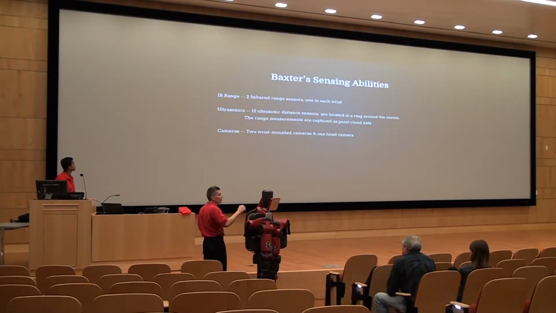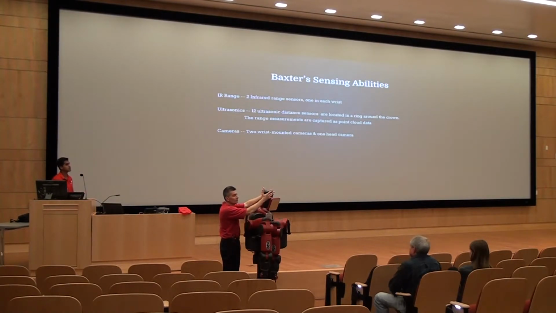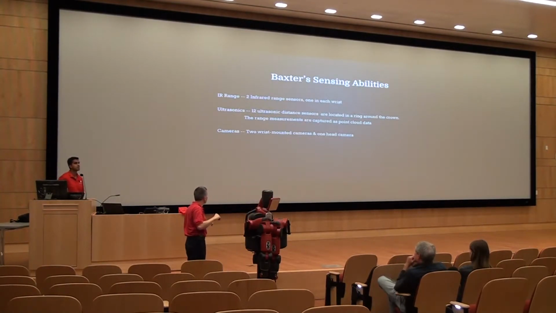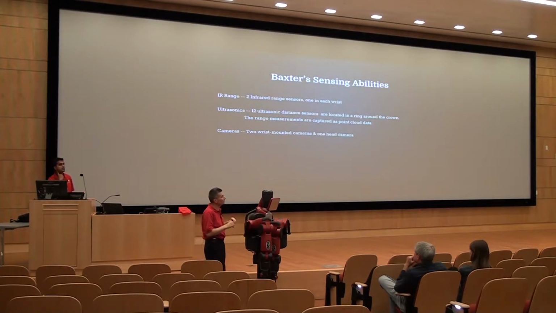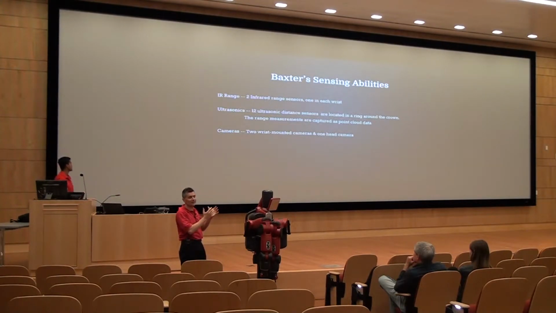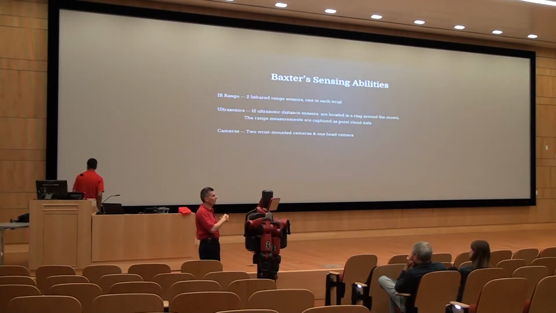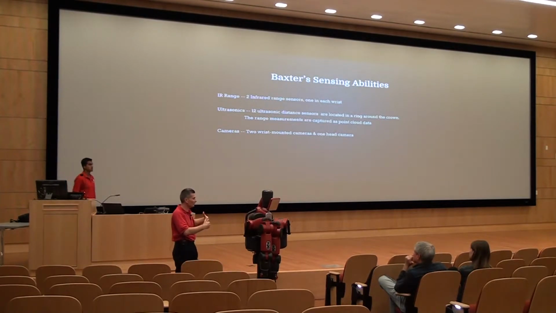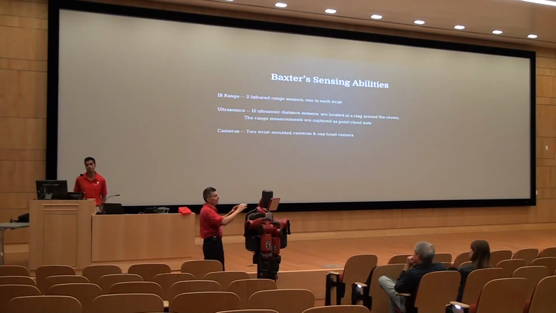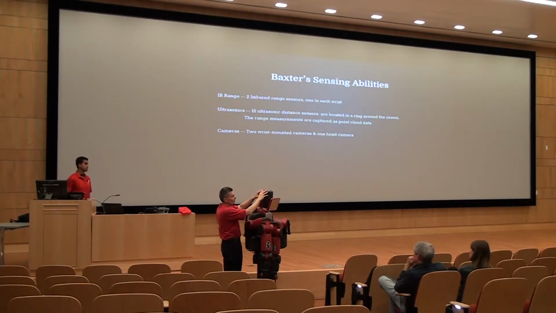There are 12 ultrasonic sensors in its crown, and these basically capture point cloud data. So each one would give you an X, Y, Z point in space. And what is that for? It's basically for safety. So the robot can sense when there is something approaching, and it can either slow down or stop accordingly. These are in this version of the Baxter.